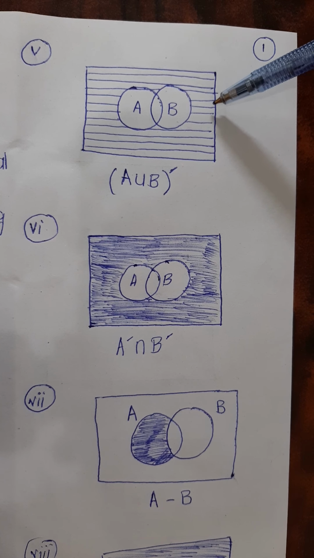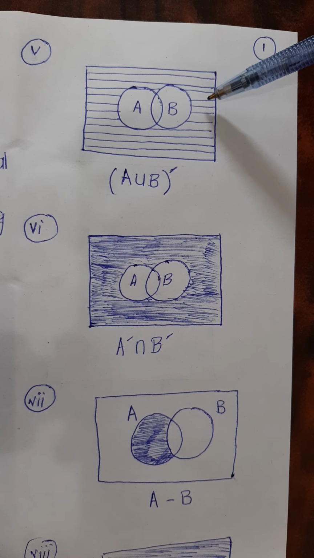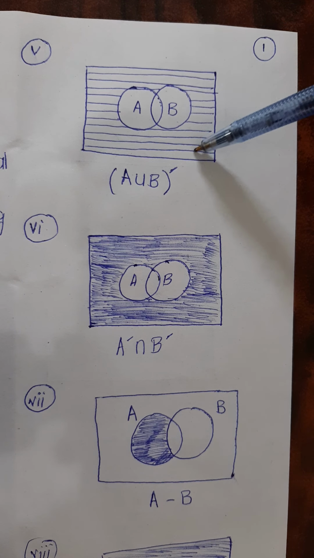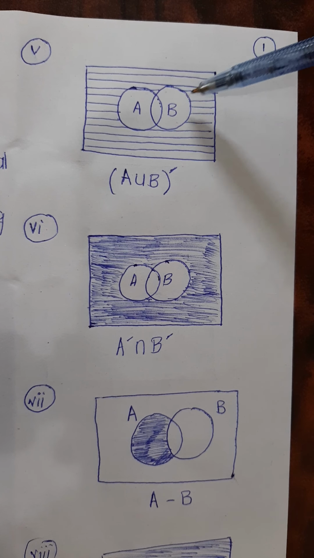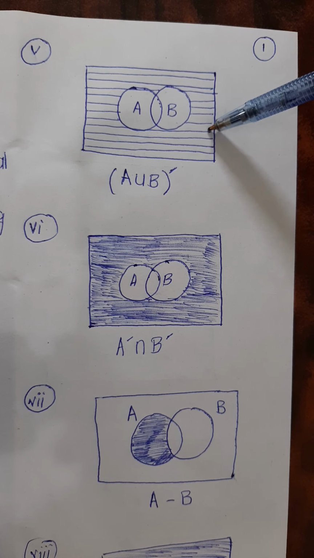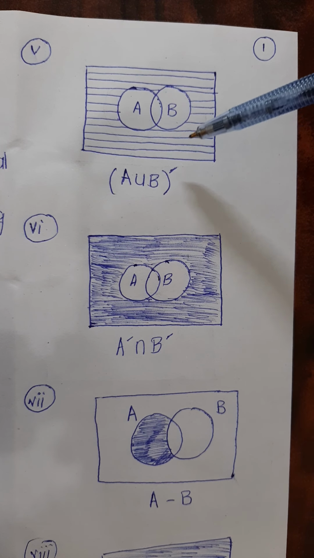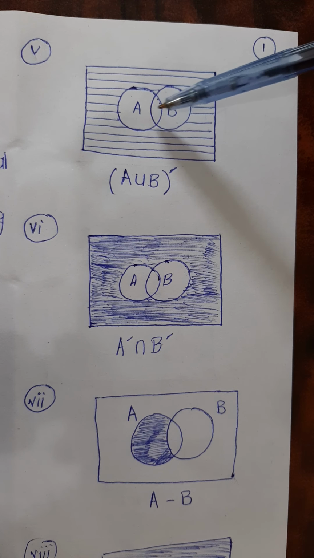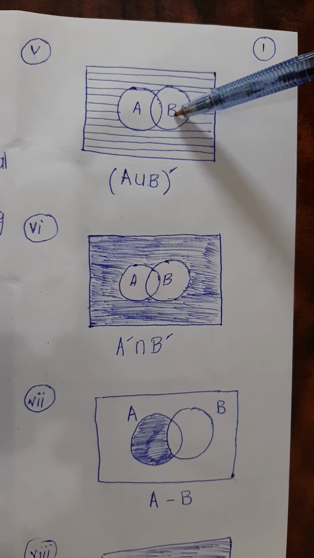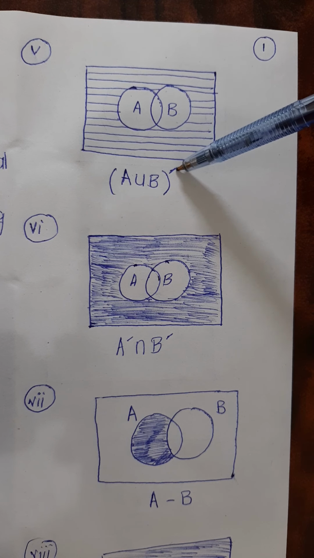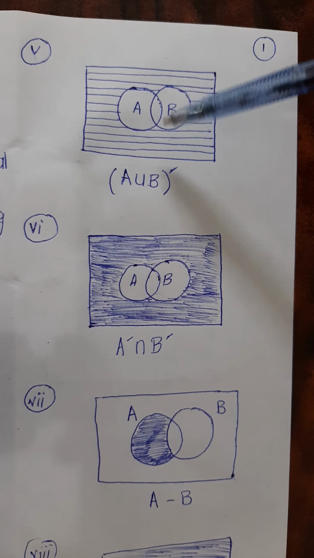Now, if we have a look at this one, in this part, A and B both are not shaded, and the region outside A and B is shaded using horizontal lines. So we can say that this shaded region represents (A union B) complement, which means not A union B. That means A union B is not included. The region outside A union B, which represents the complement of A union B, is shaded.